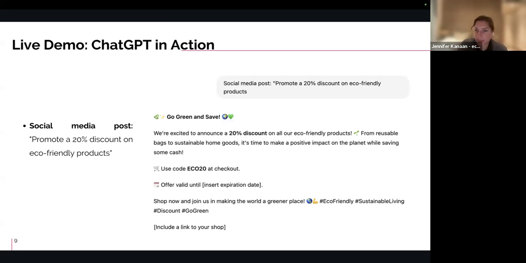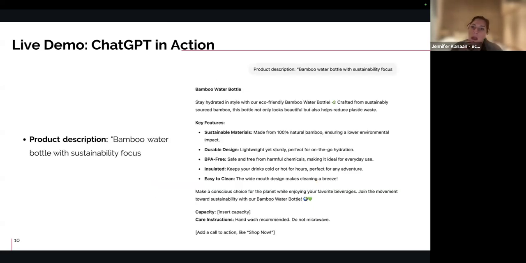But still, this is a little bit dry because it just says our eco-friendly product. It just assumed that we're talking about reusable bags and sustainable home goods, but I didn't provide any information aside from the prompt that you see in the slide here. And as an example of product description, bamboo water bottle with sustainable focus.